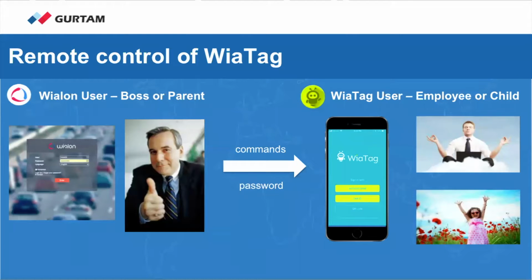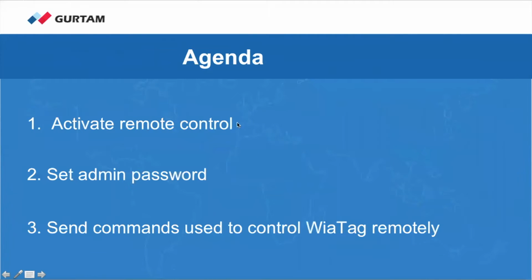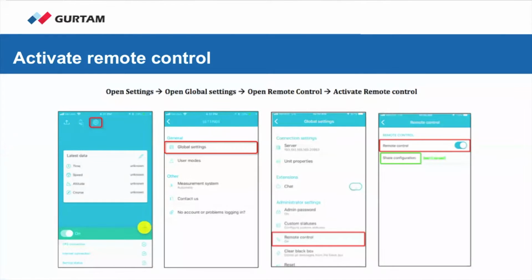So that's why it's very important to know how to do two things: how to activate remote control and how to set the admin password. And this is our agenda, so we'll start with these two settings. And then we'll talk about sending commands, the remote control itself, how it's implemented, and which commands can be sent to control the WiaTag remotely.